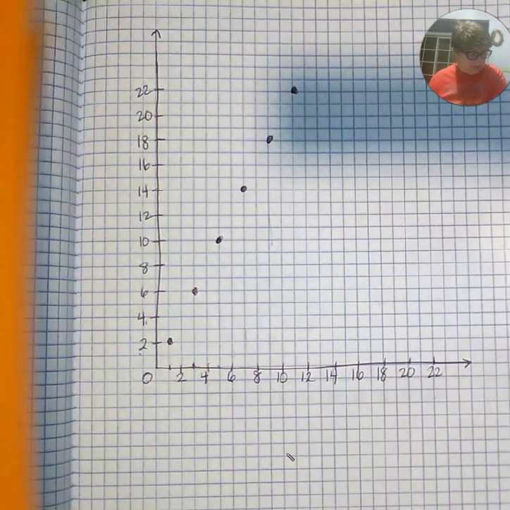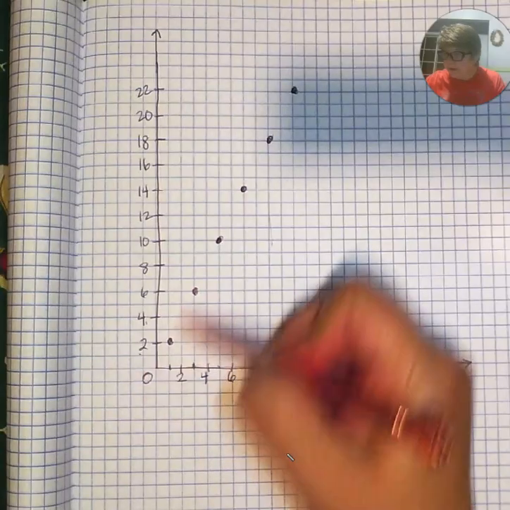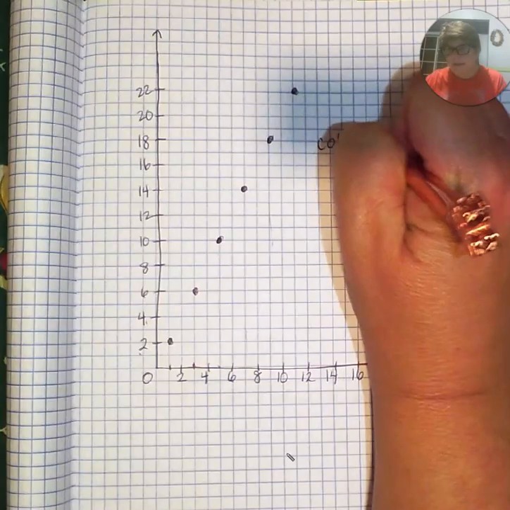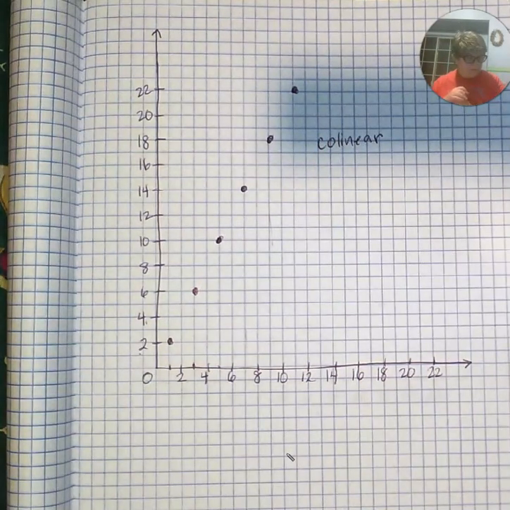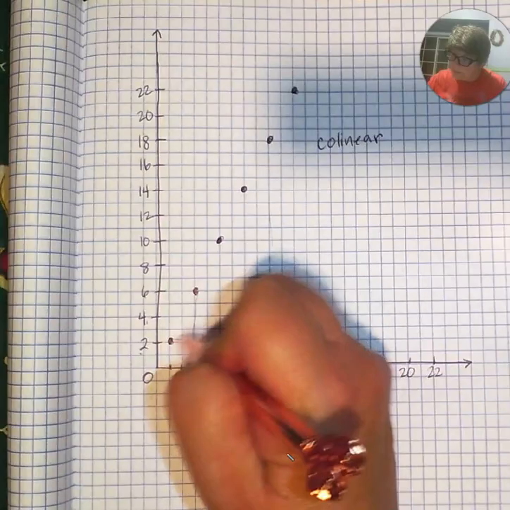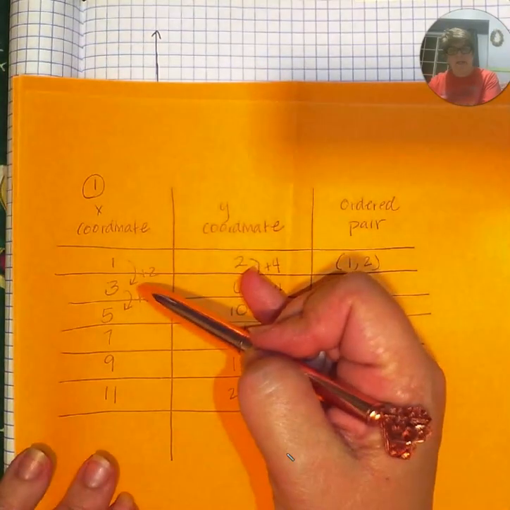Okay, looking pretty good. So how is this graph similar to the graphs we saw in the previous lesson, and how is it different? What do you notice? It's collinear. They're on a line, right? Using one of those words that we learned earlier. They are collinear, so they're forming a line. A little bit different that we're going across 2 and up 4. In the past, our patterns were the same, and now we're having patterns that are different, right?